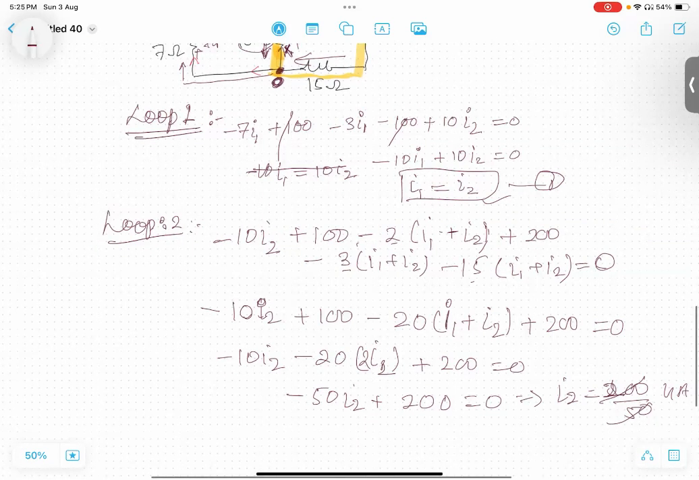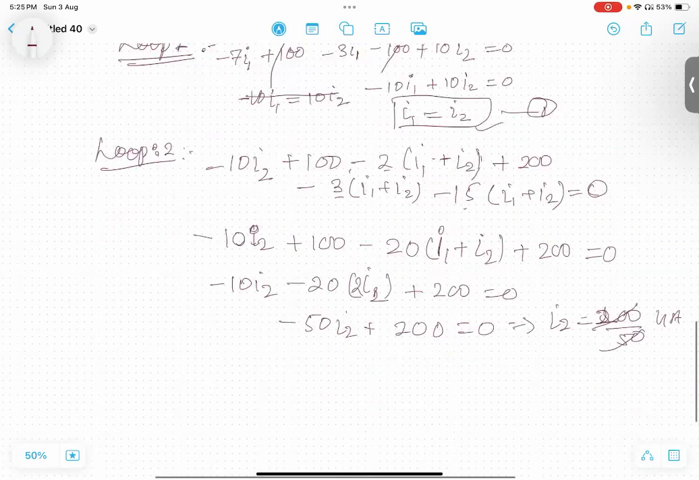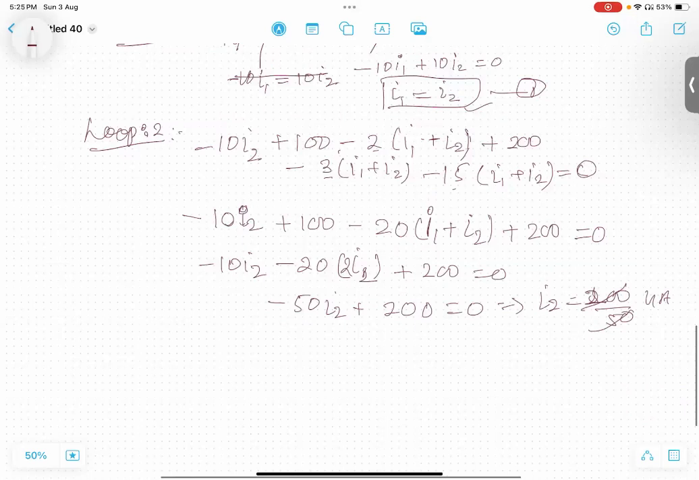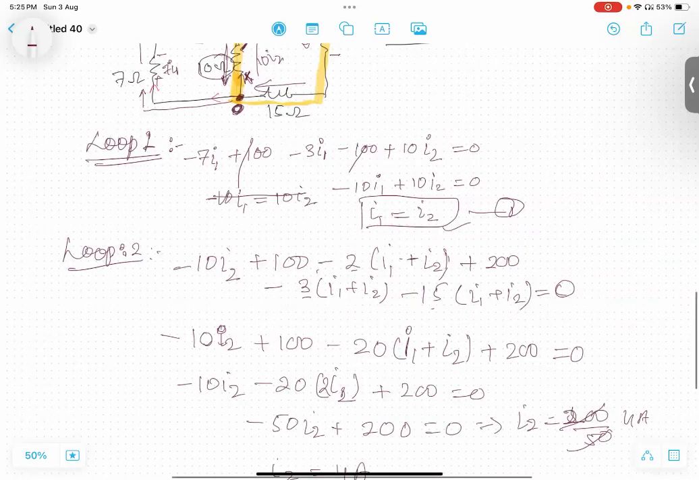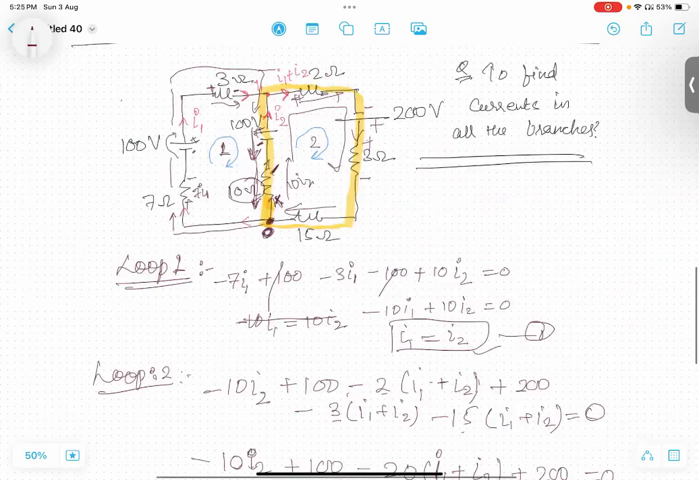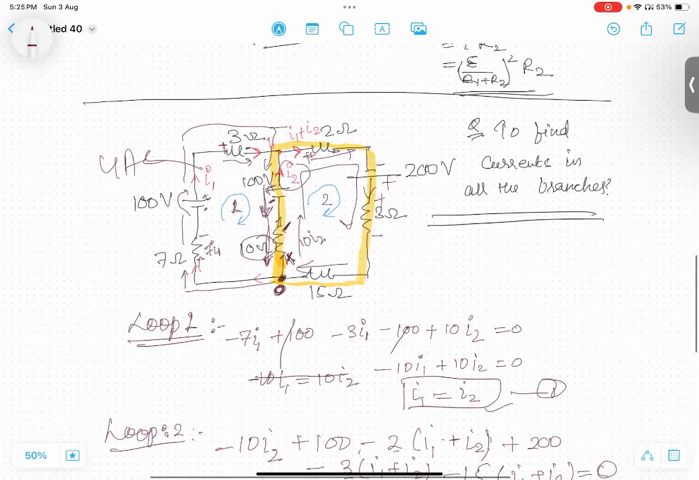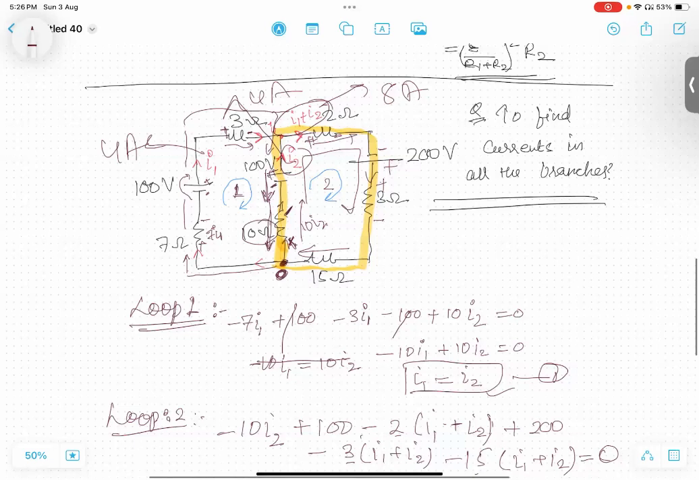So I am getting I2 as 4 ampere. It will give I1 also as 4 ampere. The current in the branch I1 is 4 ampere, I2 is also 4 ampere, and I1 plus I2 is 8 ampere. We know the current in all the branches, and since we know the value of current in all the branches, we know the value of power dissipated by all the resistors, we know the power provided by all these batteries.